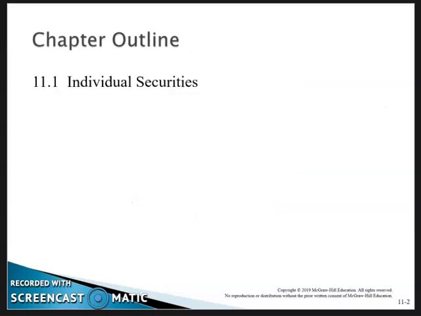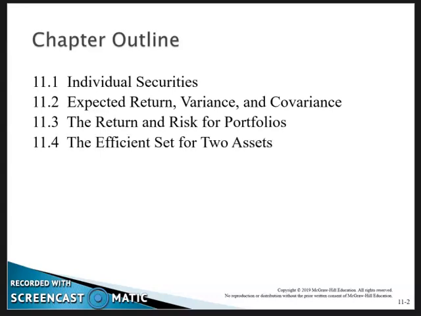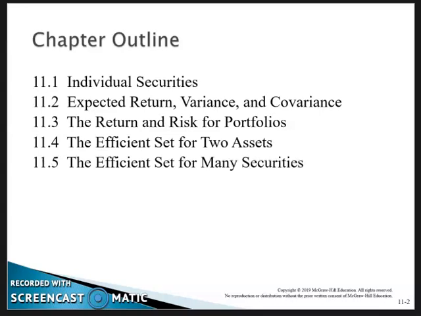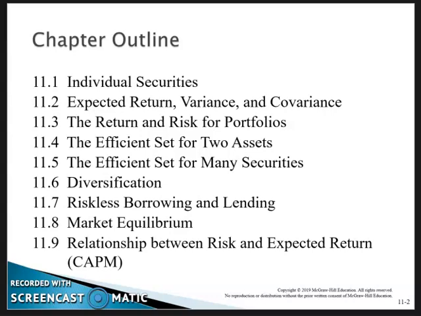So, individual securities, expected return, variance, covariance, the risk and return of portfolios, efficient set for two assets, efficient set for many securities, talk about diversification, riskless borrowing and lending, and then market equilibrium. And then the relationship between risk and expected return, talking about the capital asset pricing model, or CAPM, as it's widely called.